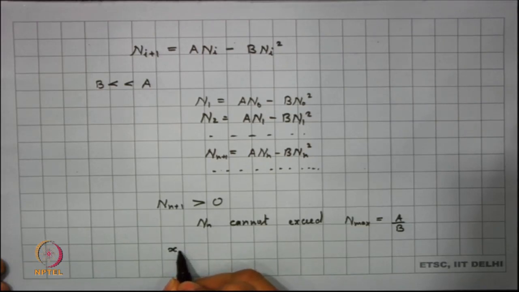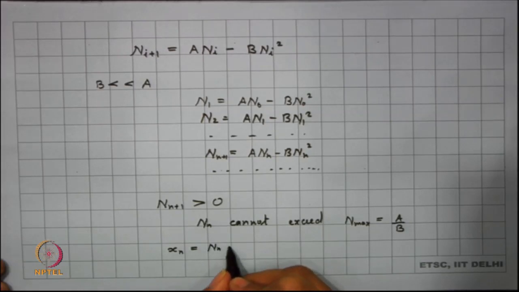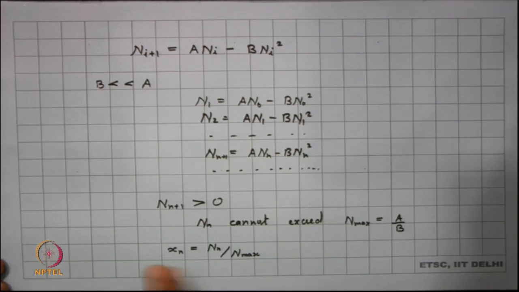Now, I am putting another variable here, xn, equal to Nn upon N maximum. If you try to put this variable in this particular model, that gives me an equation: xn plus 1 is equal to, I am changing the constant of proportionality, although it would turn out to be a, alpha times xn into 1 minus xn.